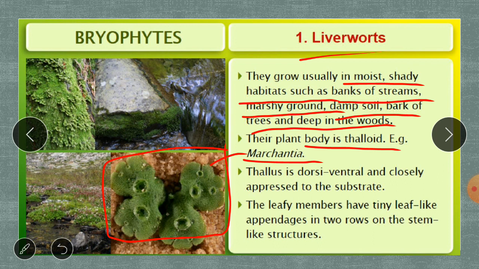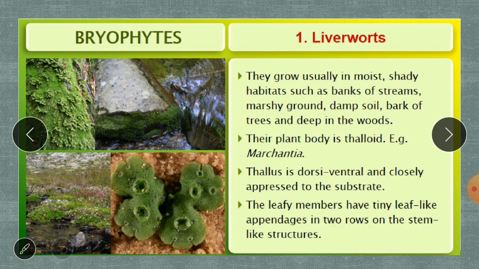Here you can see they are not erect. Instead, they are in a spread form, a thick leaf-like form. So that is known as the thalloid body. So liverworts are usually thalloid. And this thallus is dorsiventral and closely appressed to the substrate. They are found in close contact with the substrate where they are attached. Some of the leafy members have tiny leaf-like appendages in two rows on the stem-like structures.